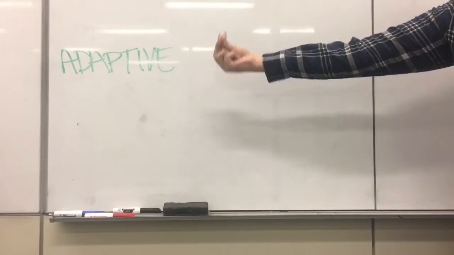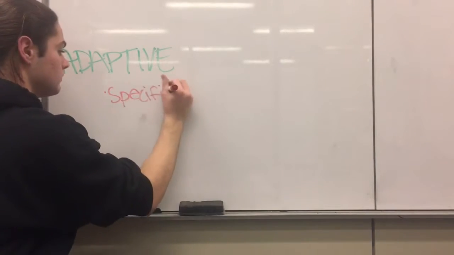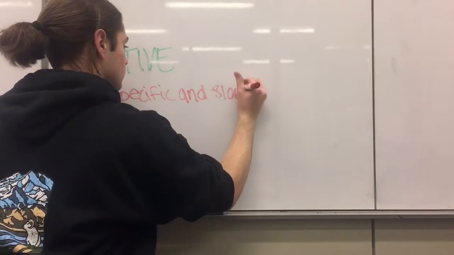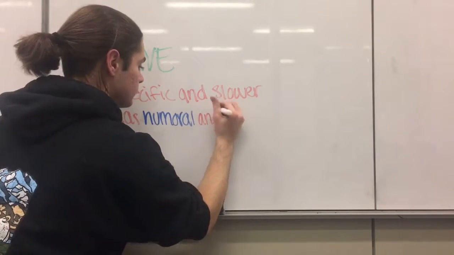Next, the adaptive immune system. The adaptive immune system is specific and a lot slower than the innate immune system. It can be divided into humoral and cell-mediated responses.